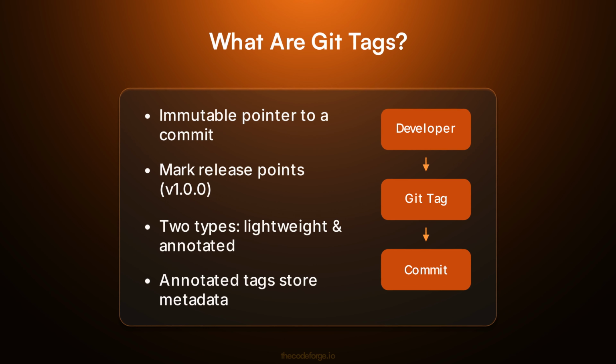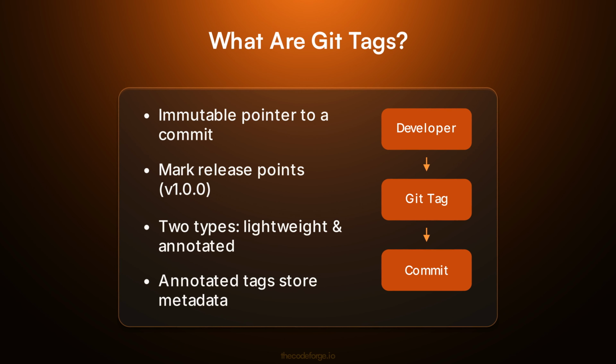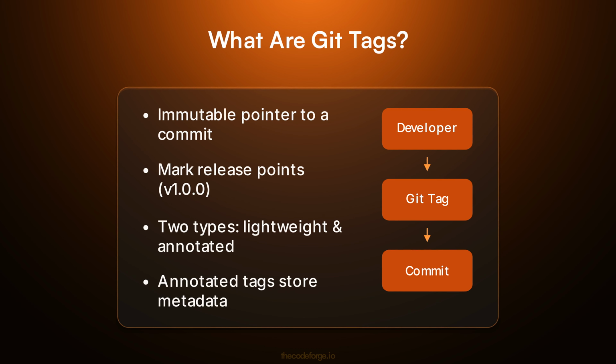A Git tag is a named reference to a specific commit, typically used to mark release points like v1.0.0. Unlike branches, tags do not move, they permanently point to one commit. There are 2 types: lightweight tags, which are just pointers, and annotated tags, which store metadata like tagger, date, and message. For releases, always use annotated tags.